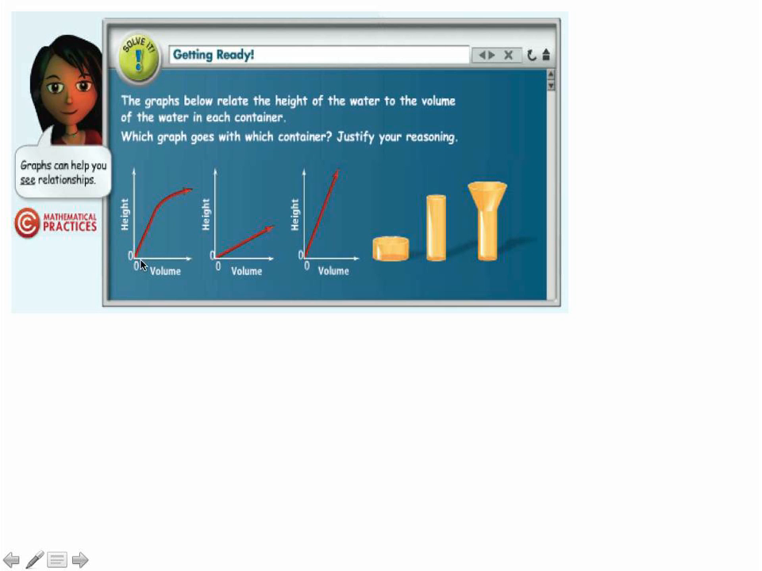Alright, so in the first graph it goes up and then it kind of levels off. Here in number 2 it goes up slowly, it looks like, and here in number 3 it goes up quickly. So these are your three containers. So my job is to match the container with the graph. Alright, a couple things to think about. Please make sure you jot these down on your note sheet.